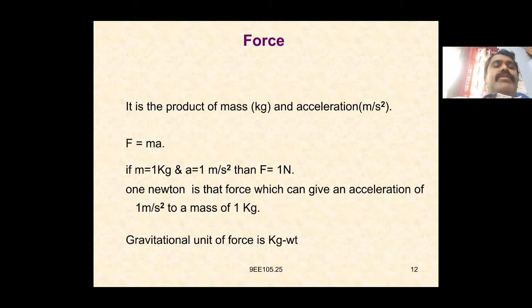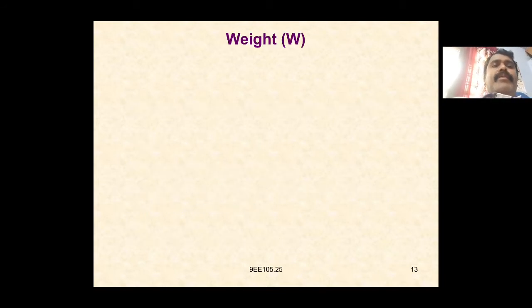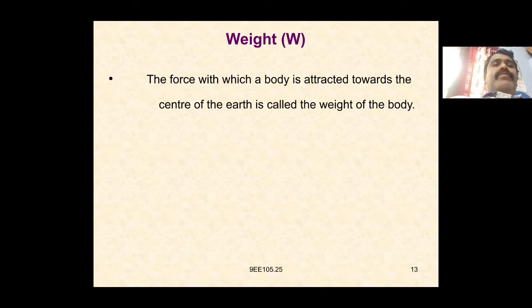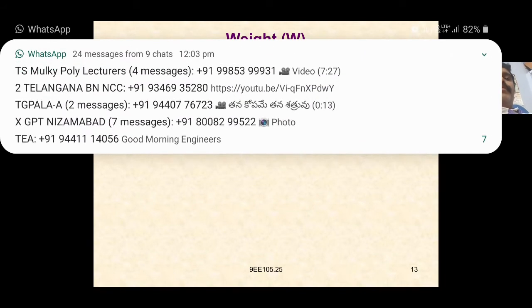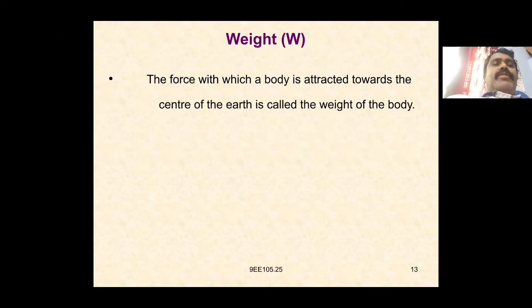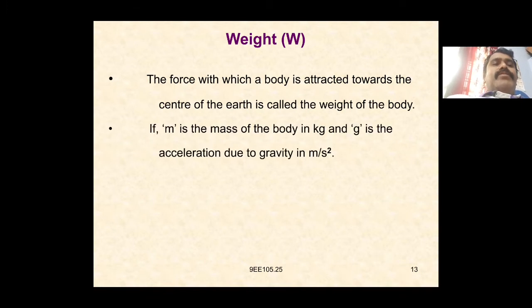Gravitational unit of the force is kg weight. That is the force with which a body is attracted towards the center of the earth, called the weight of the body. If m is the mass of the body in kg and g is the acceleration due to gravity, measured in meter per second square, weight W is equal to m into g newtons.